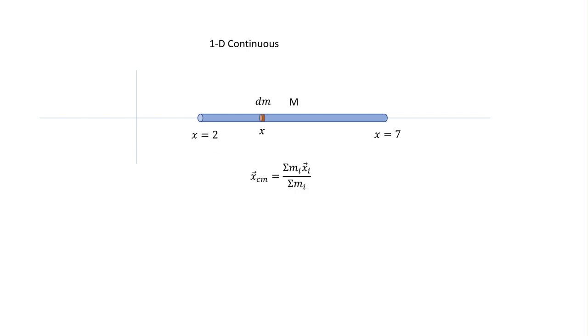So what I'm going to do instead is I'm going to say this bar is not really one thing. This bar is lots of little things. And I'm going to add up all of those little things together. And I'm allowed to do that so long as I keep the little things very small.